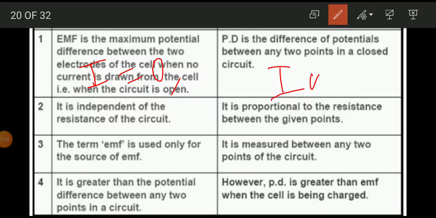If current is 0, potential difference will be 0. EMF is independent of the resistance of the circuit, while potential difference is proportional to the resistance between the given points. The term EMF is used only for the source of EMF, while potential difference is measured between any two points of the circuit. EMF is greater than the potential difference between any two points in a circuit. However, potential difference is greater than EMF when the cell is being charged. So simply you can say that EMF is the cause and potential difference is the effect.